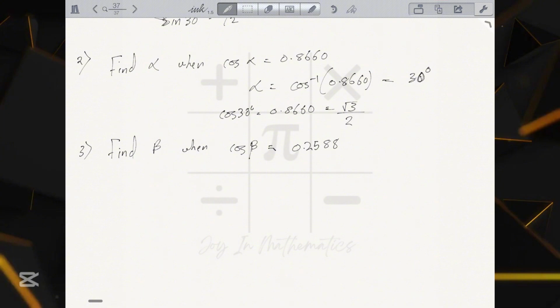All right, I believe you paused the video, so let's continue. If cos beta is equals to the result of this, definitely beta will be the inverse cos, or arc cos of 0.2588, and this will result into 75 degrees. We use our calculator and punch in cos 75 degrees. We'll have 0.2588.